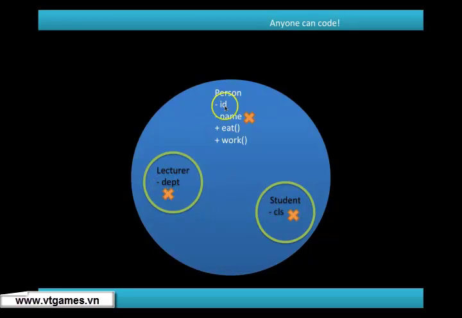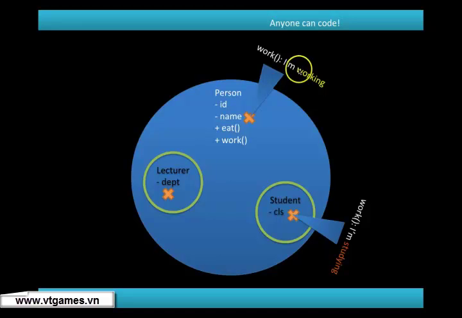Similarly, the student can inherit the ID and name and their getters and setters, and can inherit the eat method, because the way a student eats is just like the way any normal person eats. However, the way the student works is not like a normal person. The student's way of working is special because it should show studying. So the work method of a person shows that I'm working, but the work method of a student should show that I'm studying, and the work method of the lecturer should show that I'm teaching.